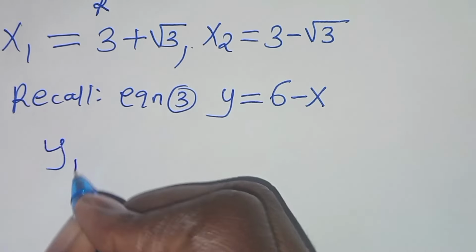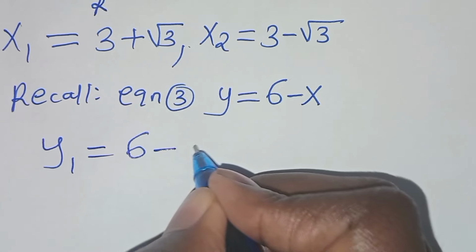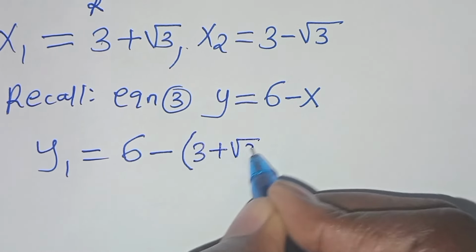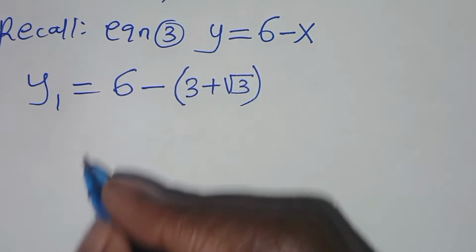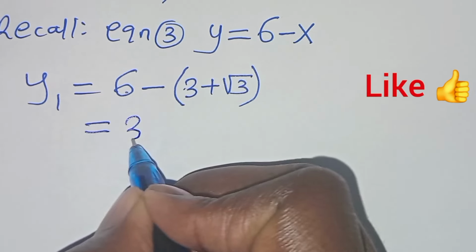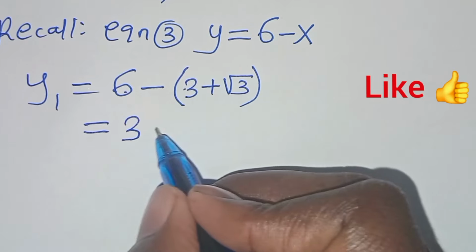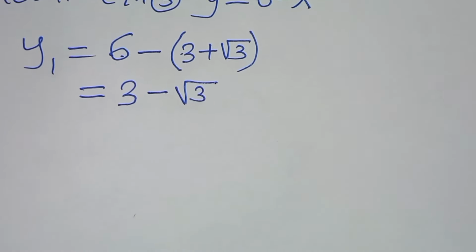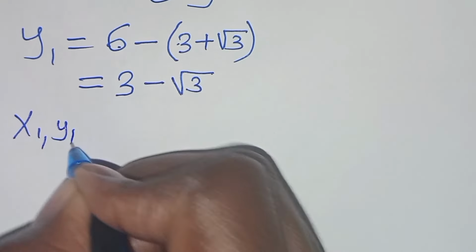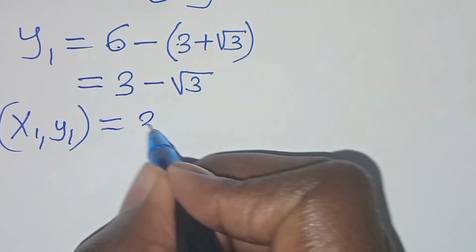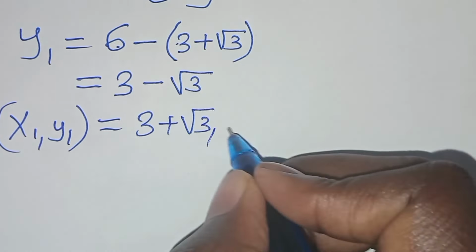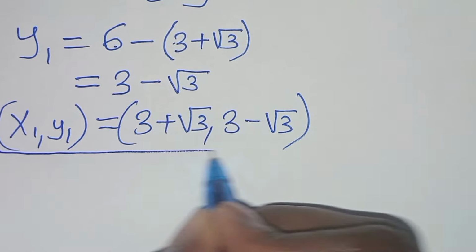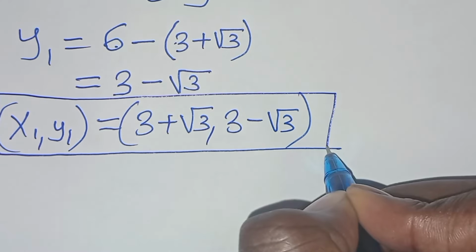So to solve for y1 from here, we have 6 minus x1. x1 here is 3 plus square root of 3. So this implies that here we have 6 minus 3, which is 3, minus plus square root of 3. This is minus square root of 3. So this is y1. So this implies that x1, y1 is equal to 3 plus square root of 3, 3 minus square root of 3. So this is the first set of solutions.